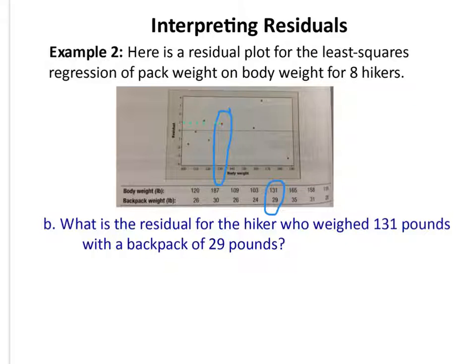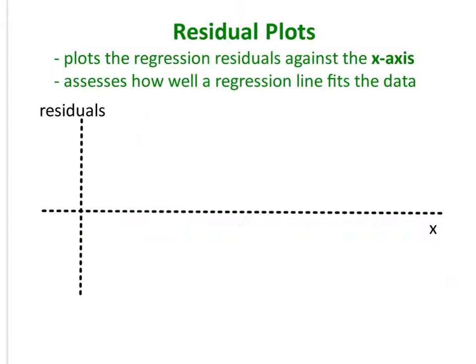So the residual for the hiker who weighed 131 pounds is about 1. It's right around that 1 mark, and that's all you have to say for a question like this. It's helpful to annotate your graph and to show that you knew which y or which x you were looking at and you mapped it with the y. So I would annotate the graph if it gives it to you, but this is all you need for a complete answer.